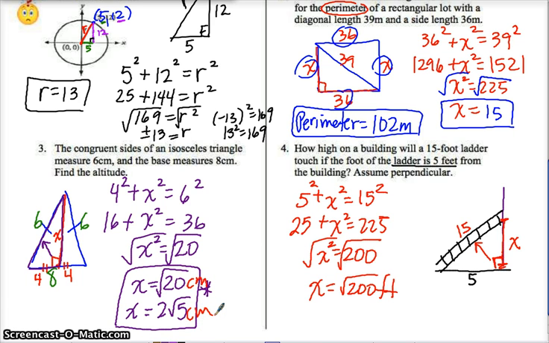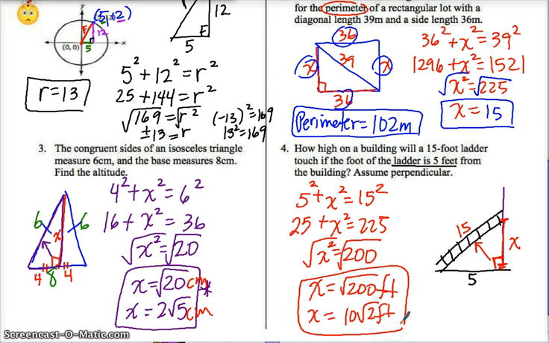Square root of 200 feet, or if you have your TI calculator, TI Inspire (the TI 84s won't do this), the TI Inspire will give you 10 root 2. So that is how high up the building the height of the ladder will touch. Next video for the rest of the back of the page.